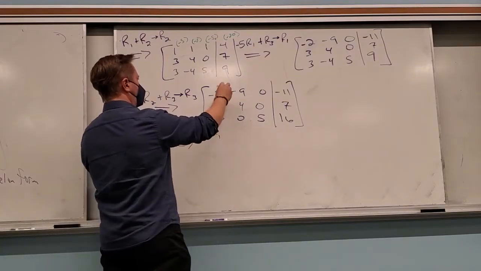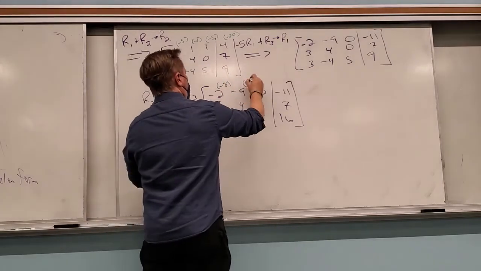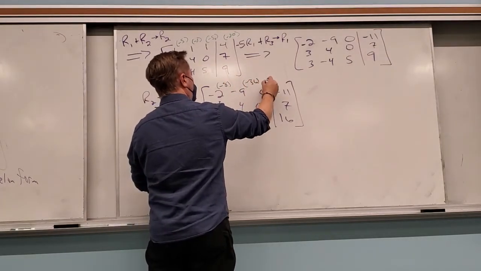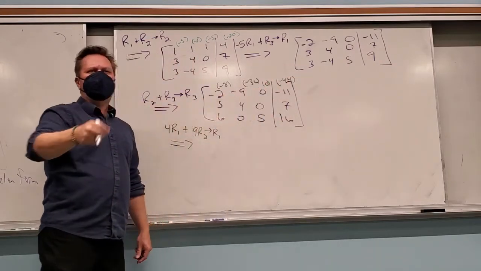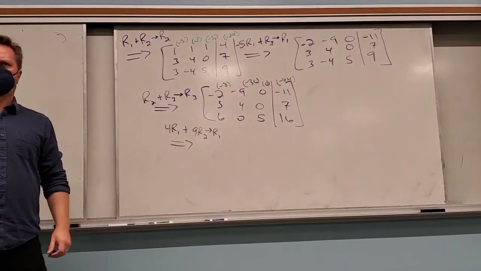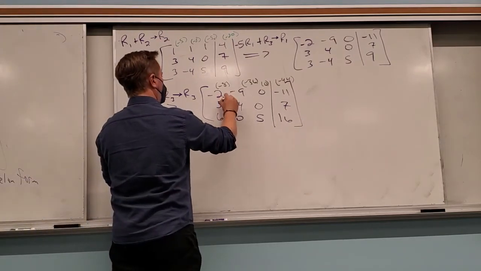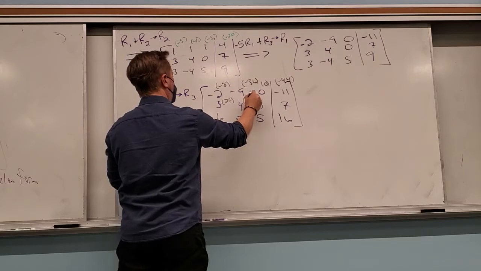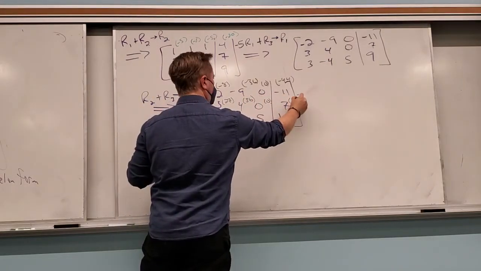So what is 4 times row 1? Let's see. -8, -36. 4 times 0 is 0. 4 times -11 is -44. So I'm just putting that there so I don't have to rewrite the whole matrix, right? What would 9 times row 2 be? 27, 36, 0. What am I doing with 9? 63.